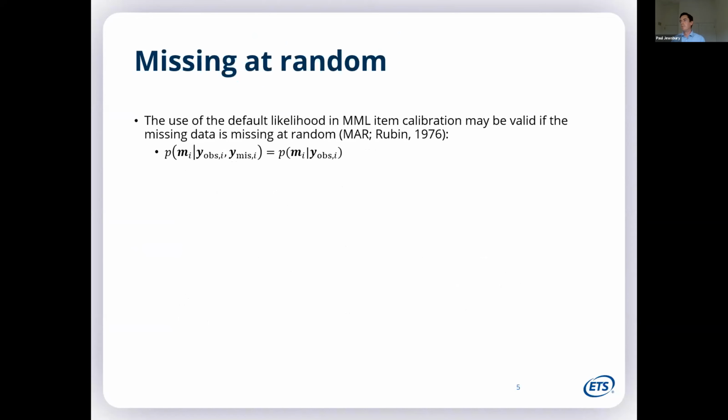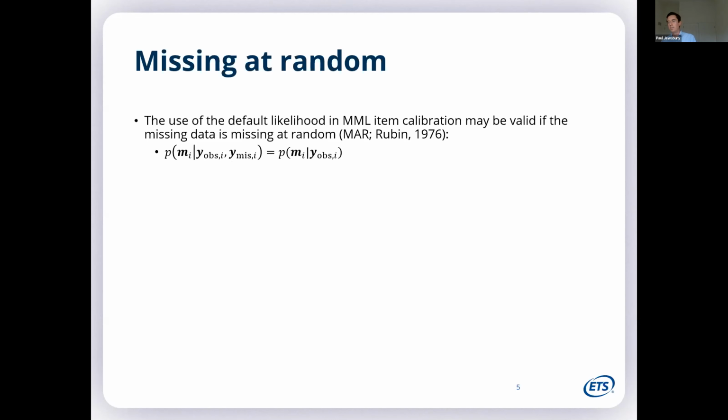So as many people know, probably the most important criteria to ensure the default likelihood is proportional to the actual likelihood, so you get the correct inference, is this assumption of missing at random. The missing at random assumption states that the missing data pattern, MI, is independent of Y miss, the missing responses, conditional on the observed item responses.